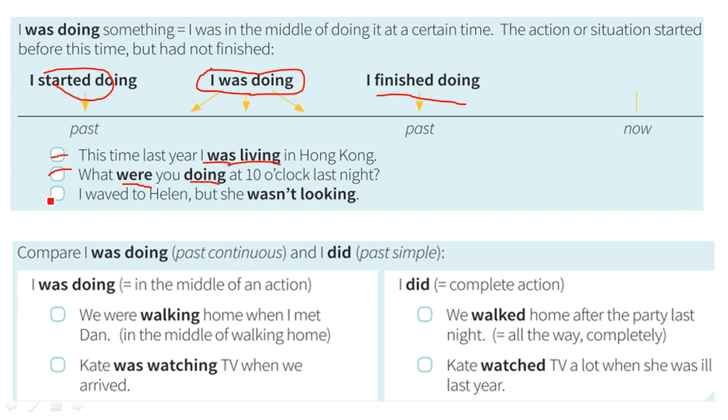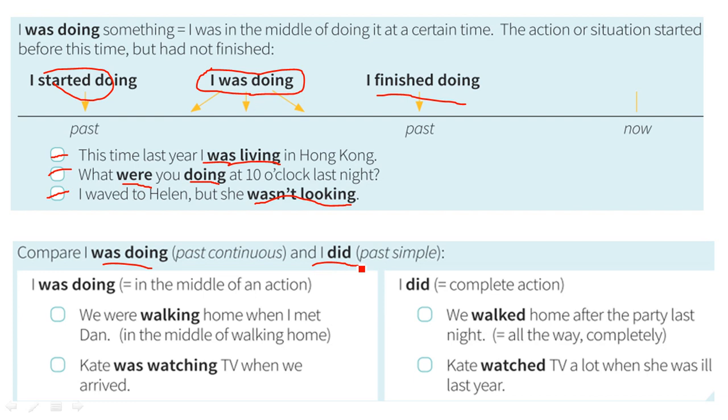So the sentence again: what were you doing at 10 o'clock last night? It is an interrogative sentence, a question. I waved to Helen, but she wasn't looking. Wasn't looking is in the past continuous. Now compare the past continuous with the past simple. I was doing is past continuous because it's composed of the auxiliary verb was plus doing, and I did is past simple. Here, only the verb is in the past, did.